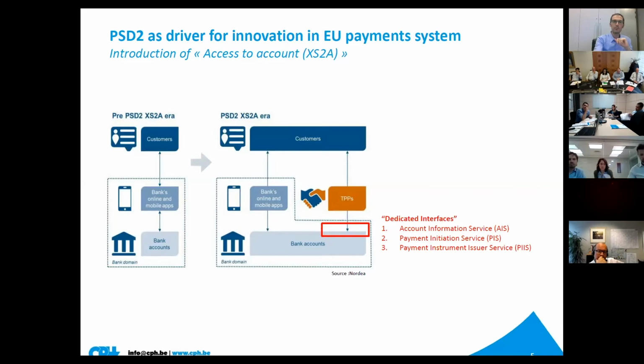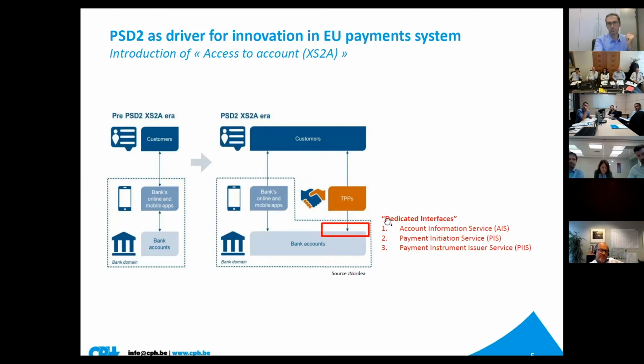In the pre-PSD2 area, traditional access to an account was: customers use the applications of each bank, and with this application they can access their account or initiate a transfer. Now within the PSD2 area, we still have the customers, but they have two options. They can either use the online or the mobile apps of the banks, but they can also use third-party providers, and those third-party providers can connect to the banking backends.